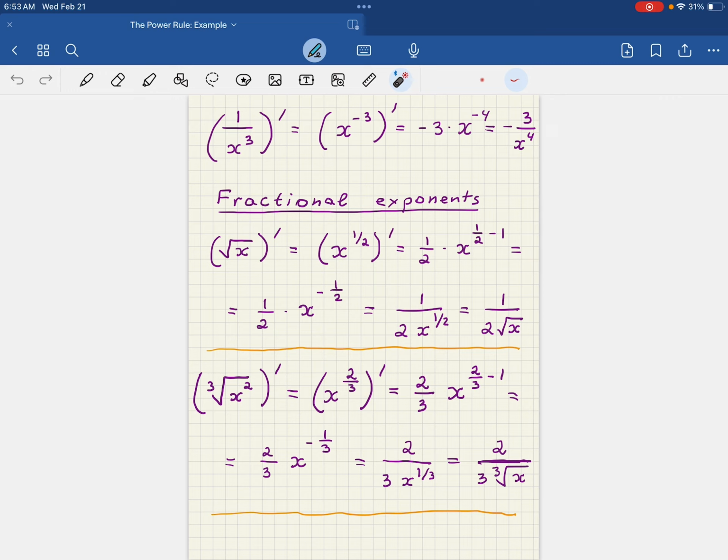Similar example with a more complicated radical, cube root of x squared. We can rewrite this as x to the power 2/3. Applying the power rule, we find that the derivative of this function equals 2/3 x to the power 2/3 minus 1. So this is 2/3 x to the power negative 1/3, or 2 over 3x to the power positive 1/3. And then we can rewrite x to the power 1/3 as cube root of x. Overall, this derivative is equal to 2 over 3 cube root of x.